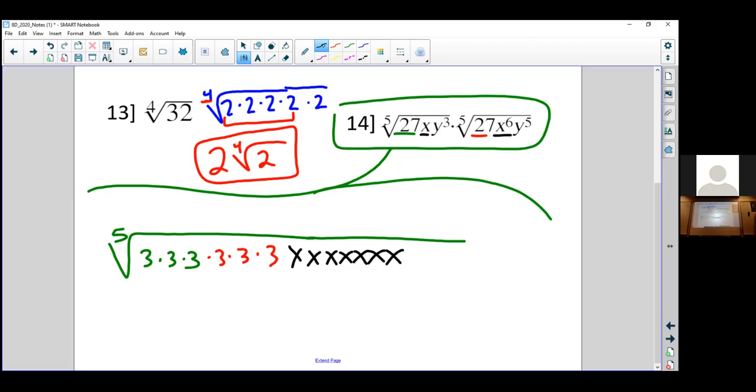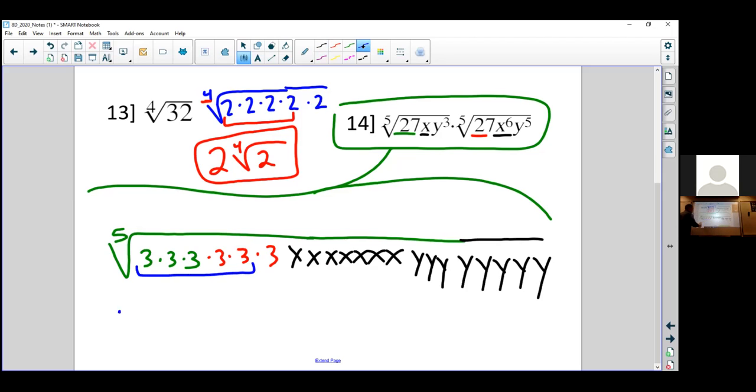Got it? Y to the third breaks down to y, y, y. Y to the fifth is y, y, y, y, y. Okay? How many of a kind am I looking for? 5 of a kind. 5 of a kind gives me a perfect fifth. So it gives me a 3 outside. I still have a 3 left inside. Agreed?